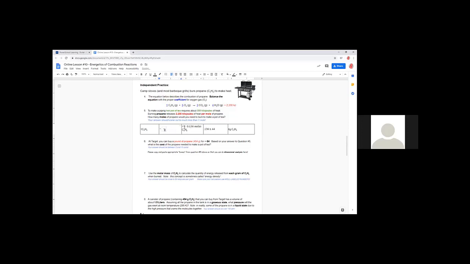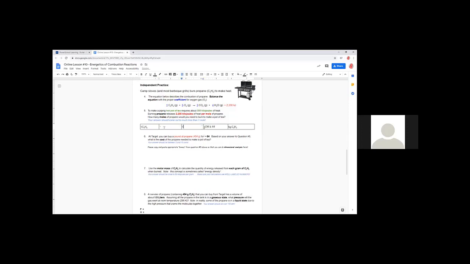Cooper, are you able to share your screen? I actually printed mine out and then did it like that. I found it easier to write. Yes, that's true. All right.